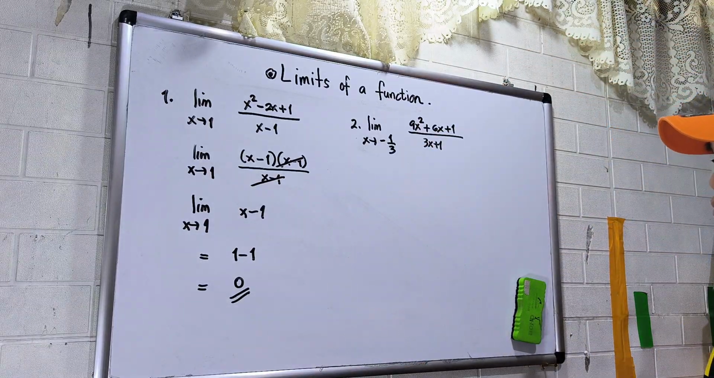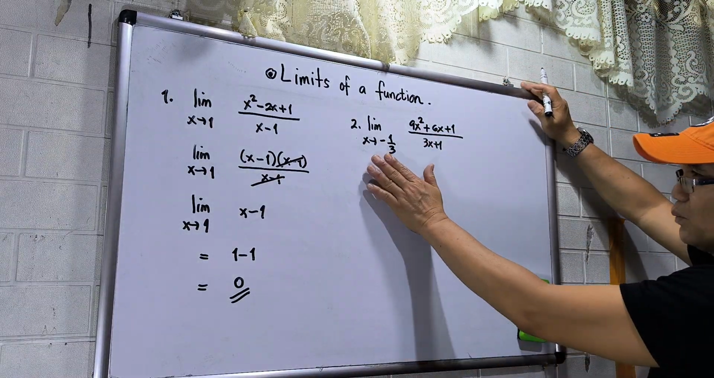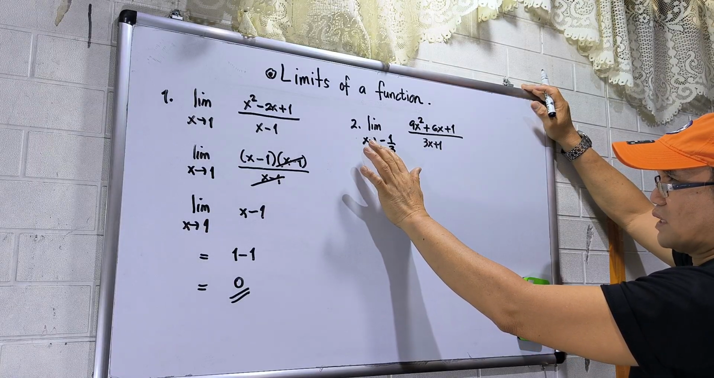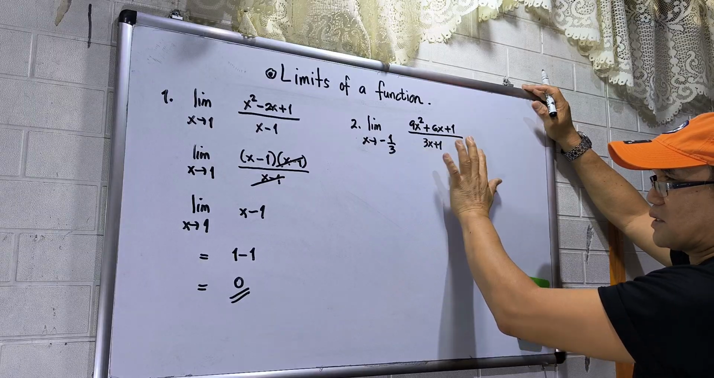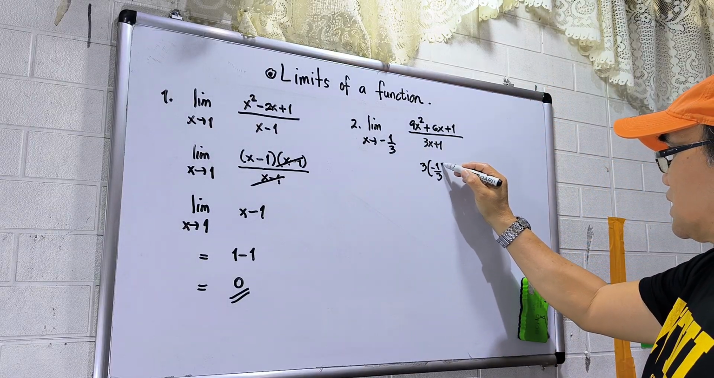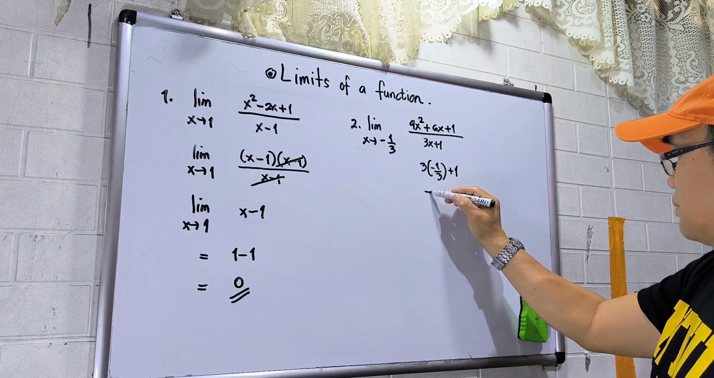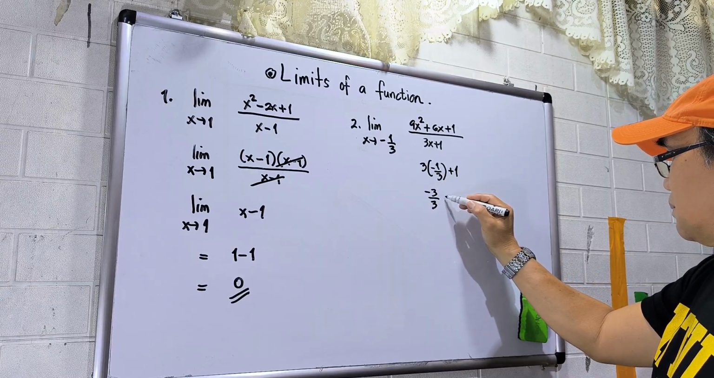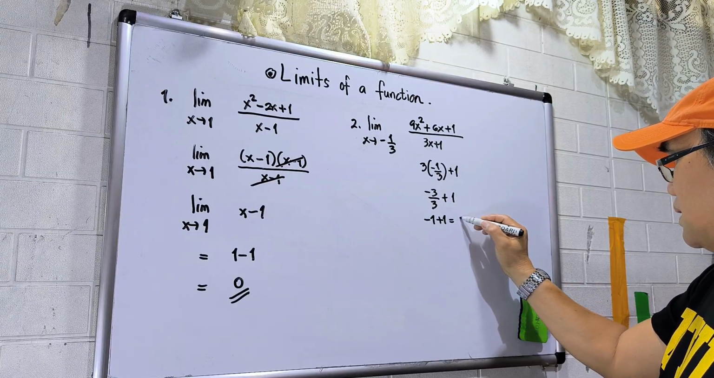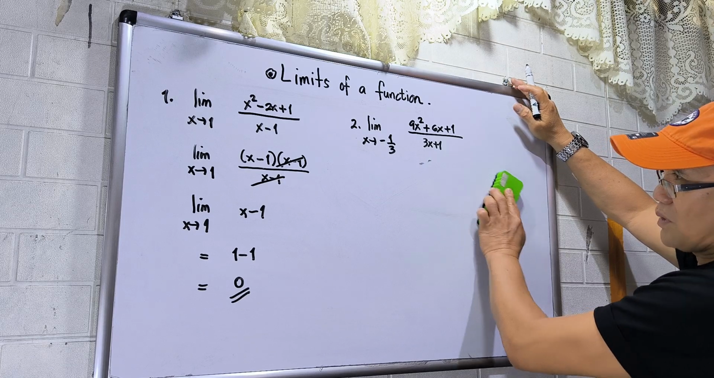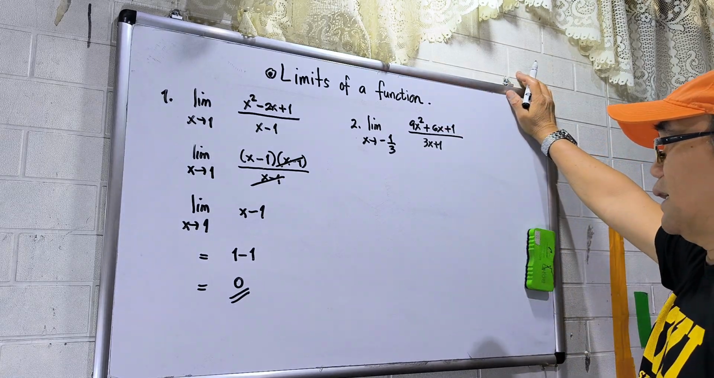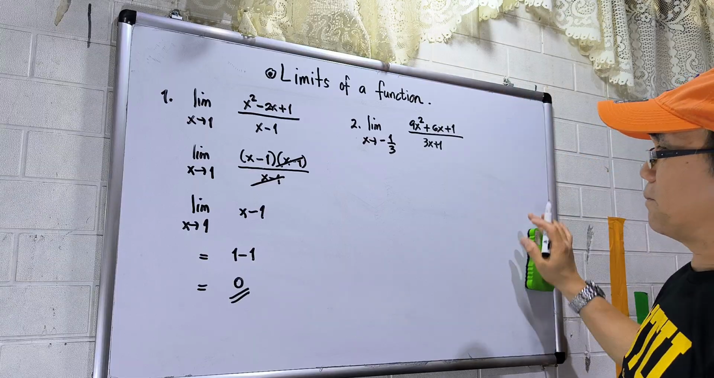Okay, how about number 2? The same, if I plug in straight away x approaches negative 1/3, this will be 0. Okay? Because 3 times negative 1/3 plus 1 is negative 1 plus 1, that will be 0. So if the denominator is 0, the function will be infinite or infinity.